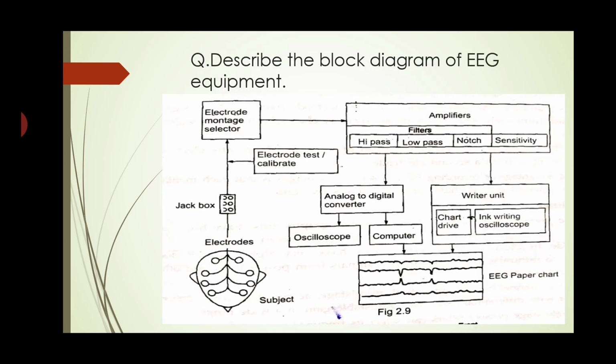Now we will see the block diagram of the EEG, that is, the electroencephalogram equipment. In this there are a number of blocks: a calibrator, a montage selector, amplifiers, analog to digital converters, digital to analog converters, and different filters.